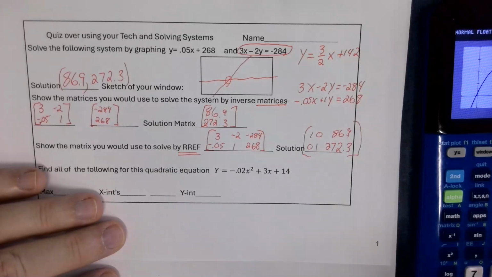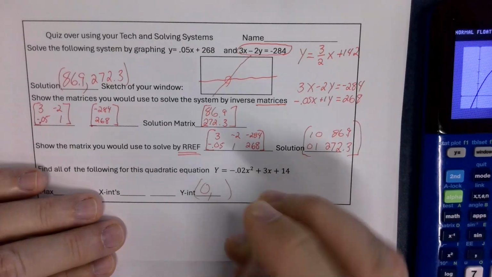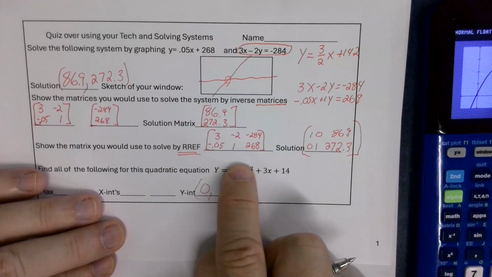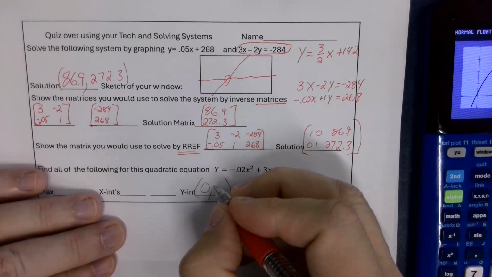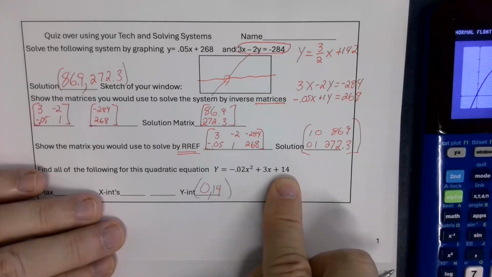So here, I can do the y-intercept easy. The y-intercept is where x is 0, so I plug 0 in, and that kills off that x term, and kills off that x term. If both those terms are gone, then all I have left is 14. So 0, 14 is the y-intercept. It's always just whatever the constant is.